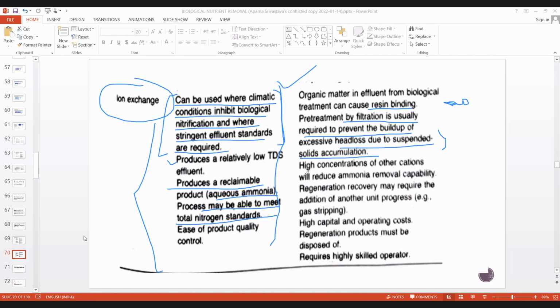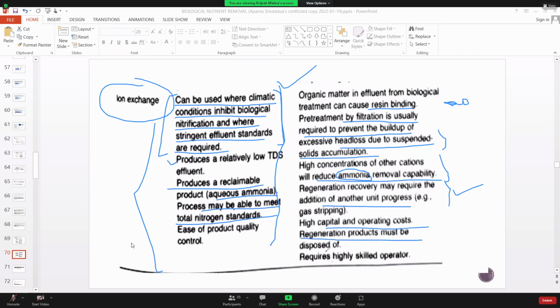High concentration of other cations will reduce ammonia removal. If another ion of the same nature is there, naturally we don't want to remove anything other than ammonia, but their physical and chemical conditions are the same as ammonia. So along with that, ammonia is also going to be removed. Regeneration recovery may require addition of another unit, and the cost input is quite high, capital and operating cost. Regeneration product must be disposed.